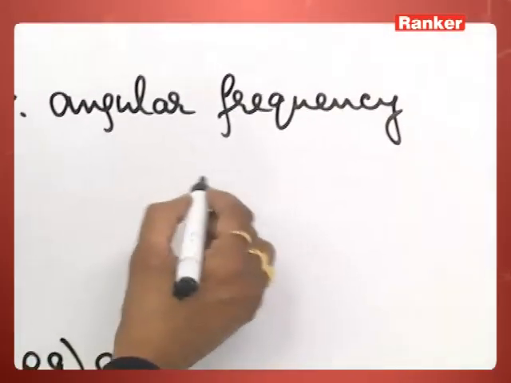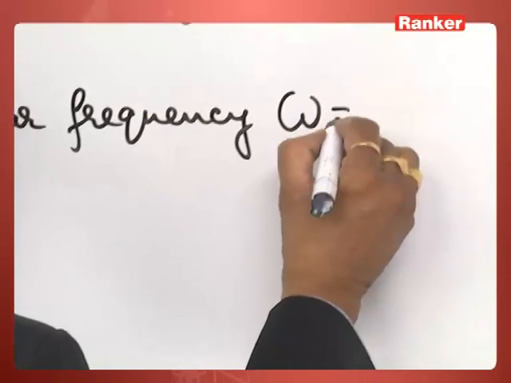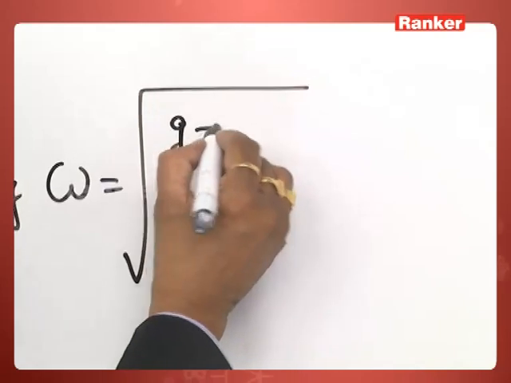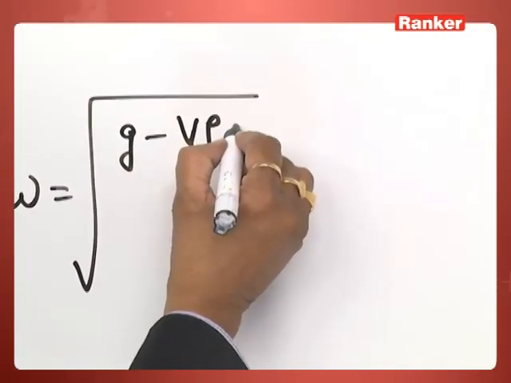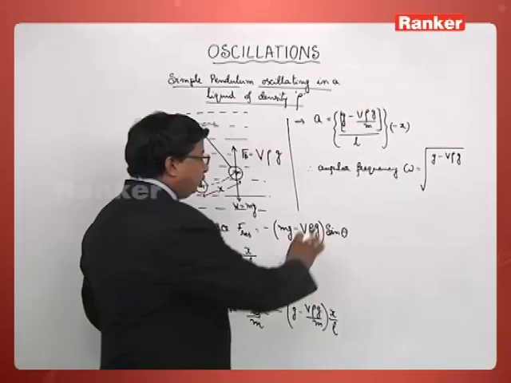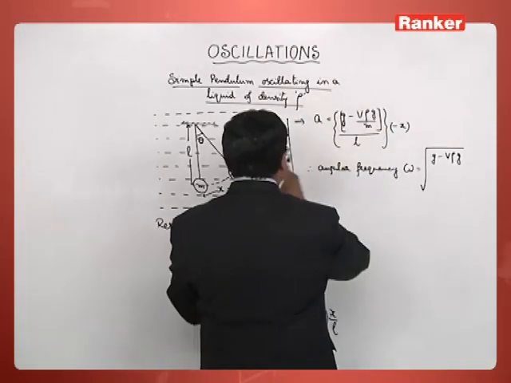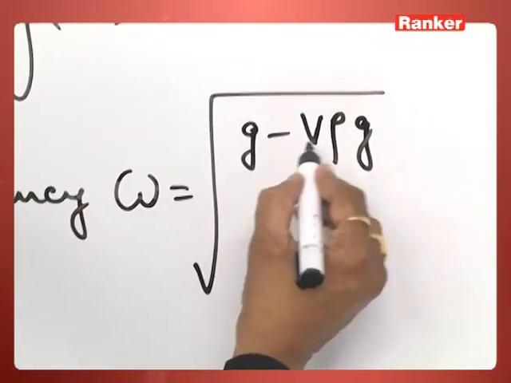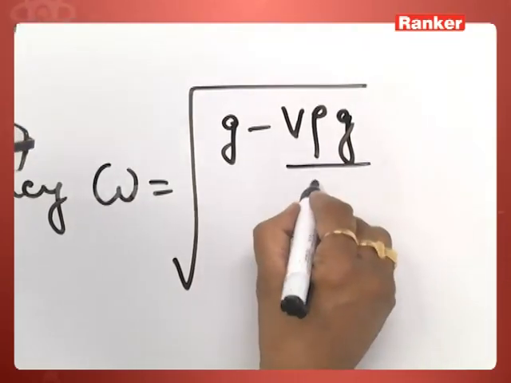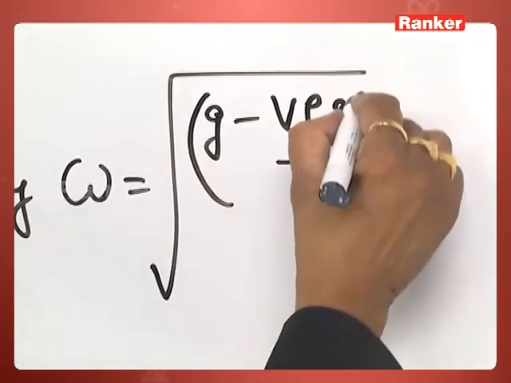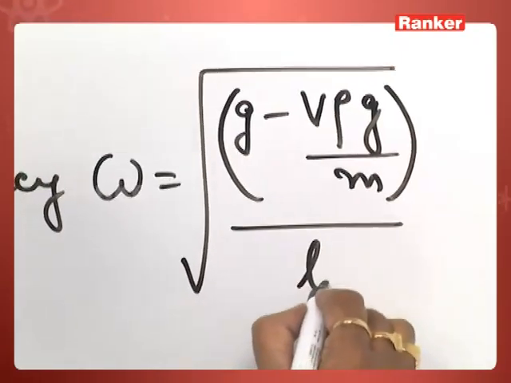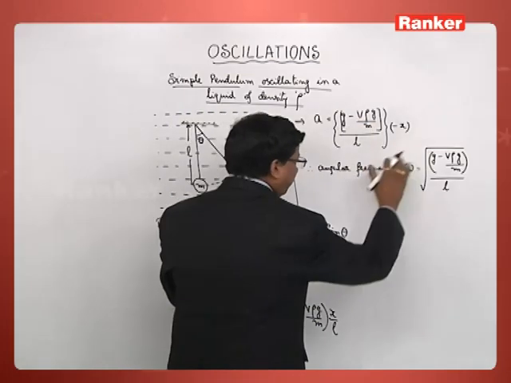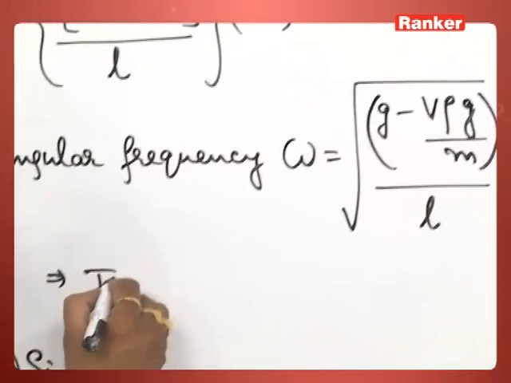This angular frequency, now omega, can be written as under root. Directly you can write g minus V rho g. So the angular frequency of simple harmonic motion of that bob inside the liquid now becomes under root of (g minus V rho g by m) whole divided by L. So when angular frequency of the bob is this much, what would be its time period?